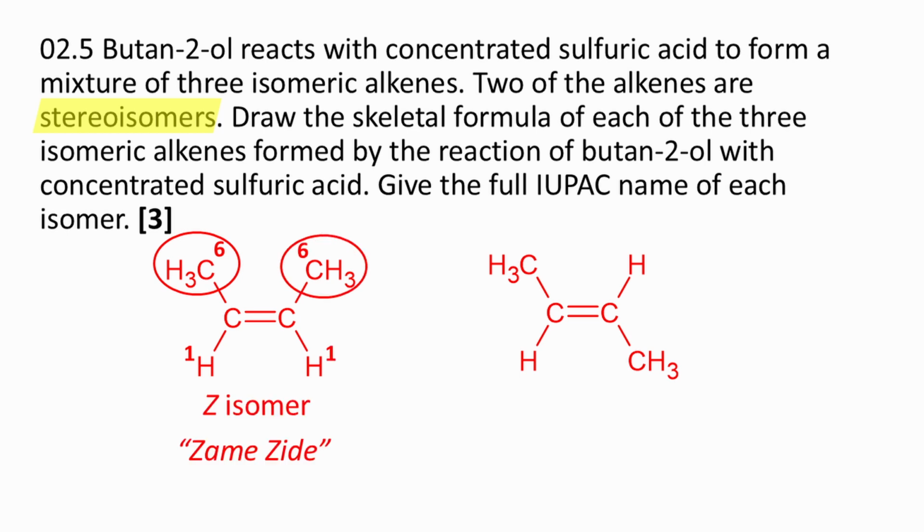We can assign priority groups in the same way to the carbon atom in the double bond on the right. We can see that both of the priority groups, which are circled, are on the same side. This molecule is the Z isomer. Using exactly the same process for the molecule on the right, the priority groups are on opposite sides of the carbon-carbon double bond, so this is the E isomer.